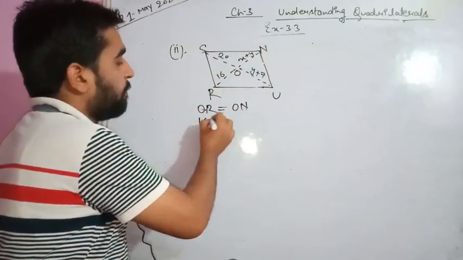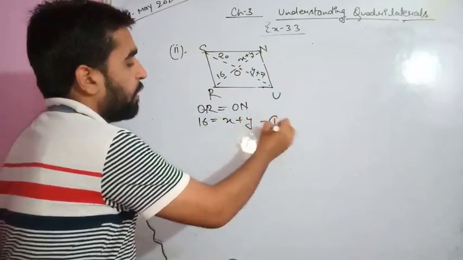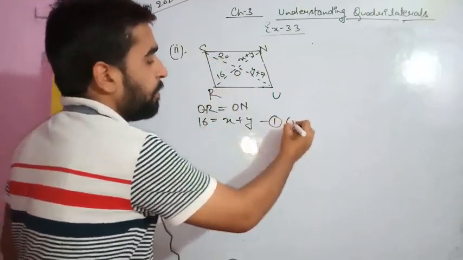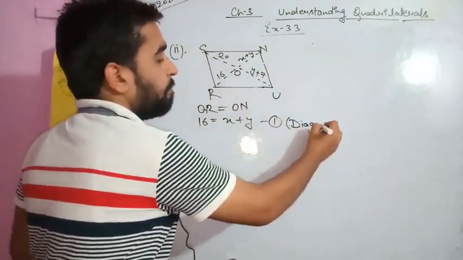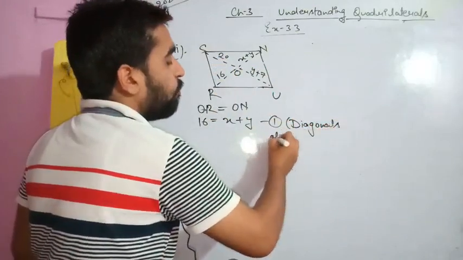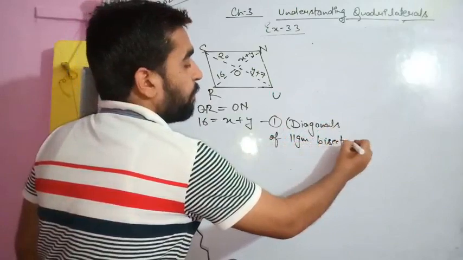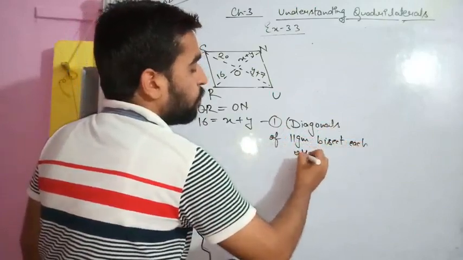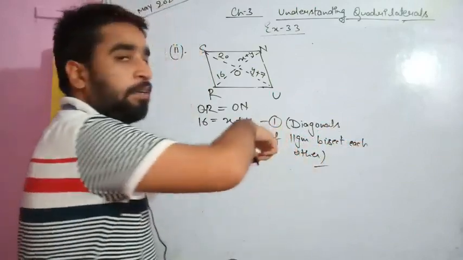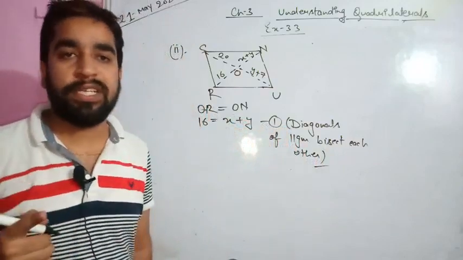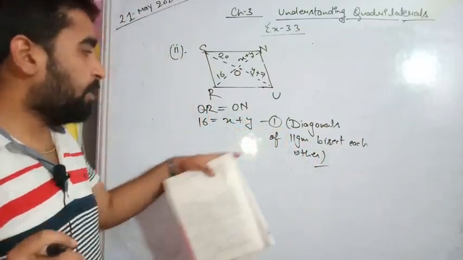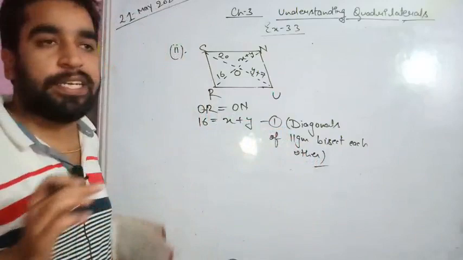So 16 will be equal to x plus y. That is going to be the first equation, and we will mention that property, that is diagonals of parallelogram bisect each other. So everywhere, whenever we do any mathematical step, we should define the reason by which both are equal. So we will mention the diagonals of parallelogram bisect each other.